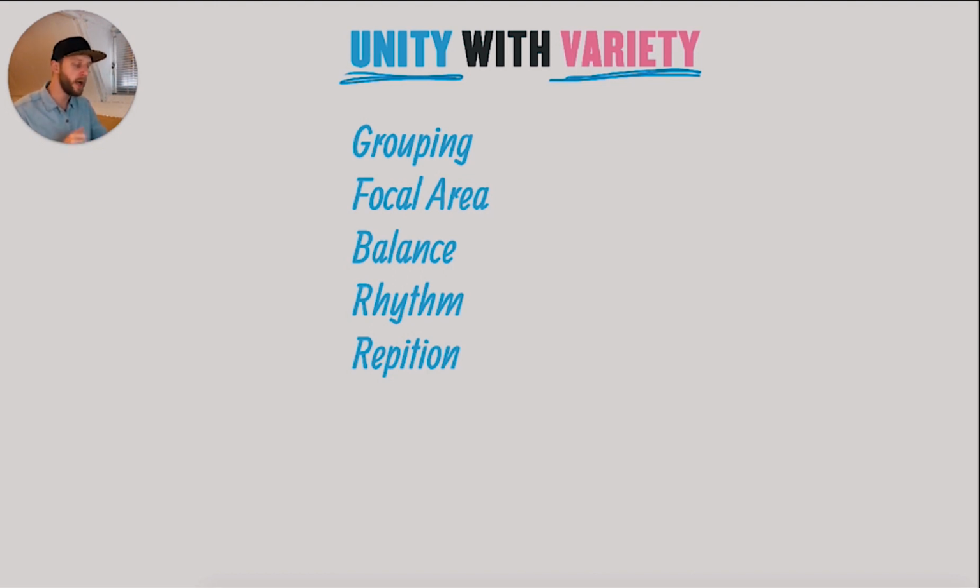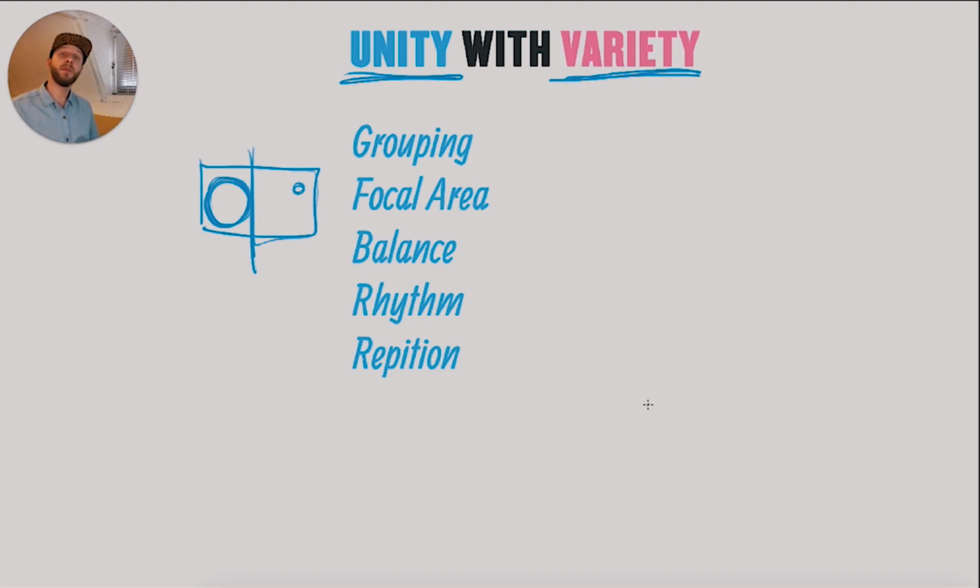Now the focal area is something we talked about earlier. Balance is something that if we look at an image, we don't want to have all the information over here. If we have all the information over here, then why do we have a right part of the image? You could just cut it off. So we also need some information over here.